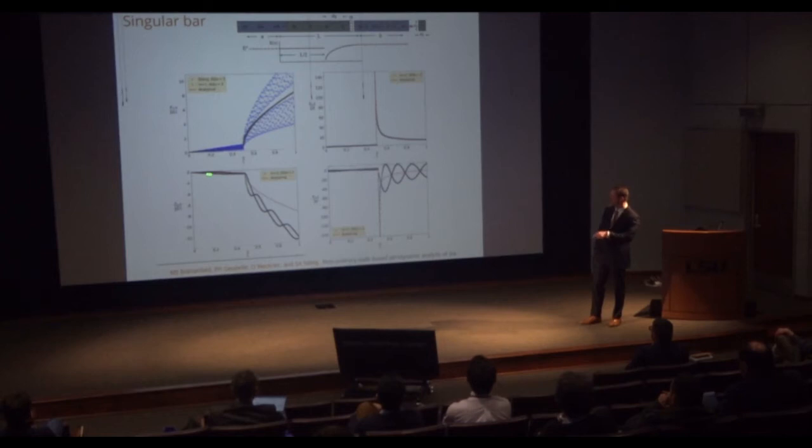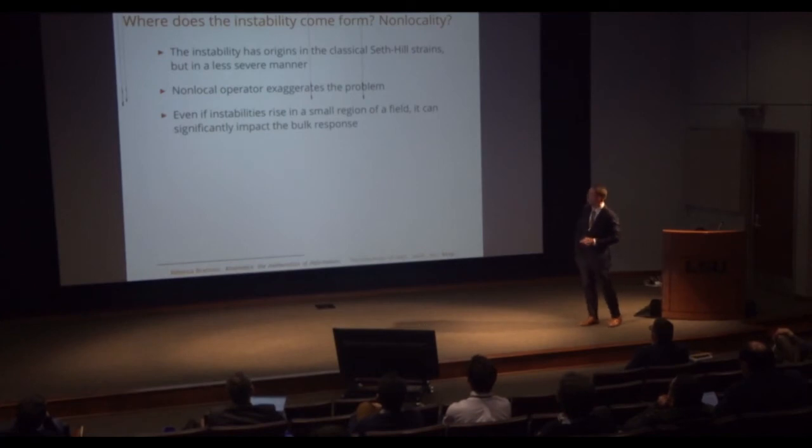But in compression, the red line is the analytic solution in compression, and we get these oscillations. Again, we were able to identify it theoretically. We also see it in the 1D example. And therefore, we're seeking to fix this.